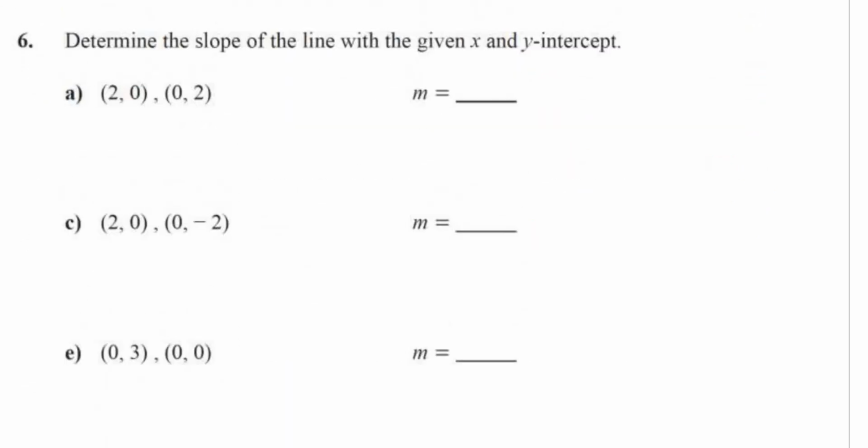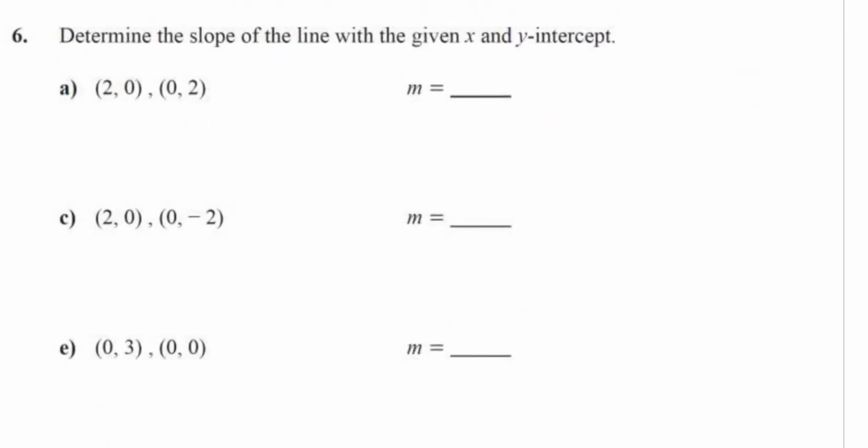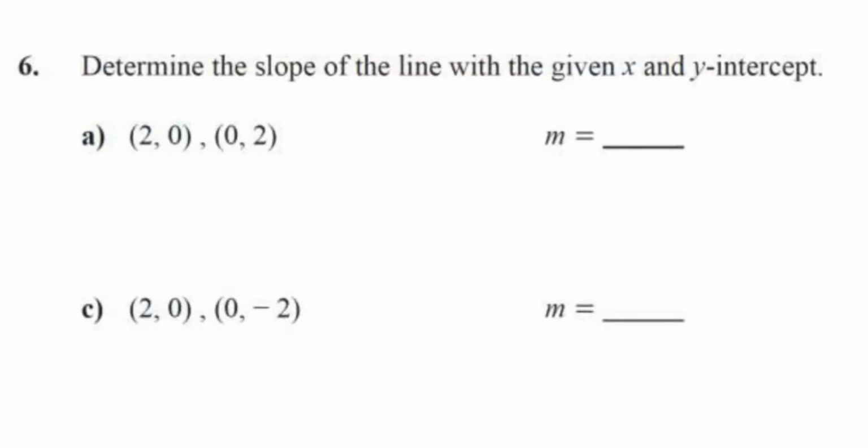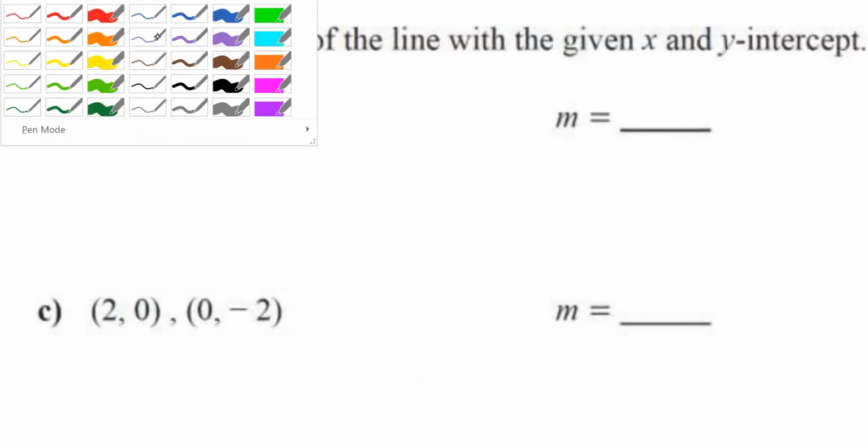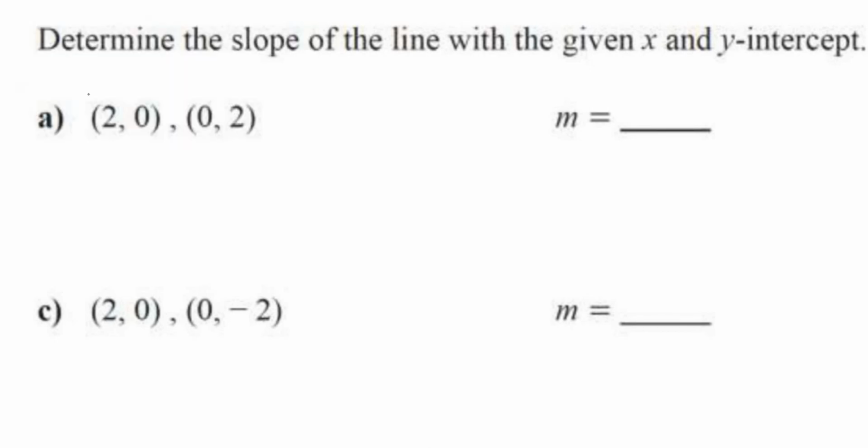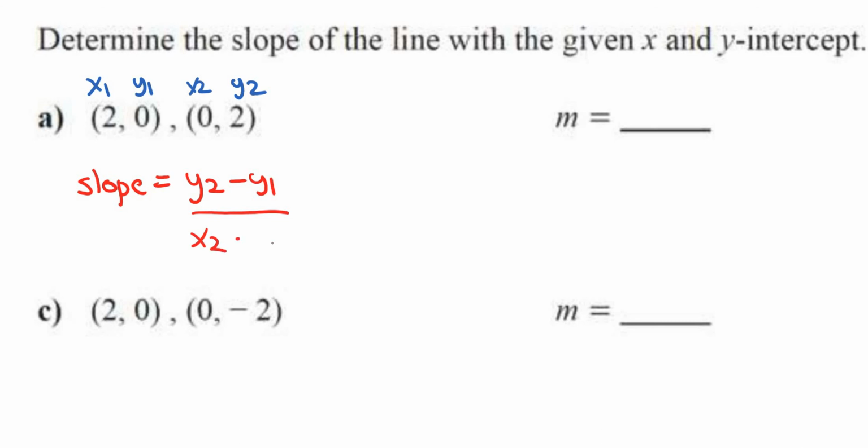All right, I believe question number 6 is the next one. Determine the slope of the line with a given x and y intercepts. Okay, so we've done these kind of questions before where we have to find the slopes. So let's just label the points here. So this is x1, y1, x2, and y2. We'll be using the slope formula quite a bit on the back pages. So the slope is rise over run, which is a difference in your y values over a difference in your x values.